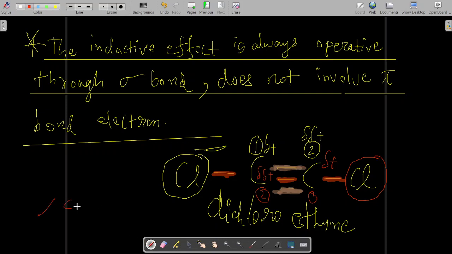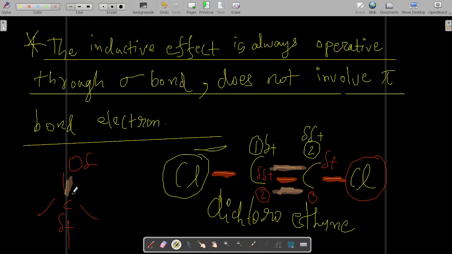Similarly, suppose we have a situation of this kind. This oxygen shows delta negative charge, carbon shows delta positive charge, because oxygen also shows minus I effect, meaning oxygen also attracts the electron cloud towards itself. So minus I effect is shown by oxygen also. Only this sigma bond will show that minus I effect.